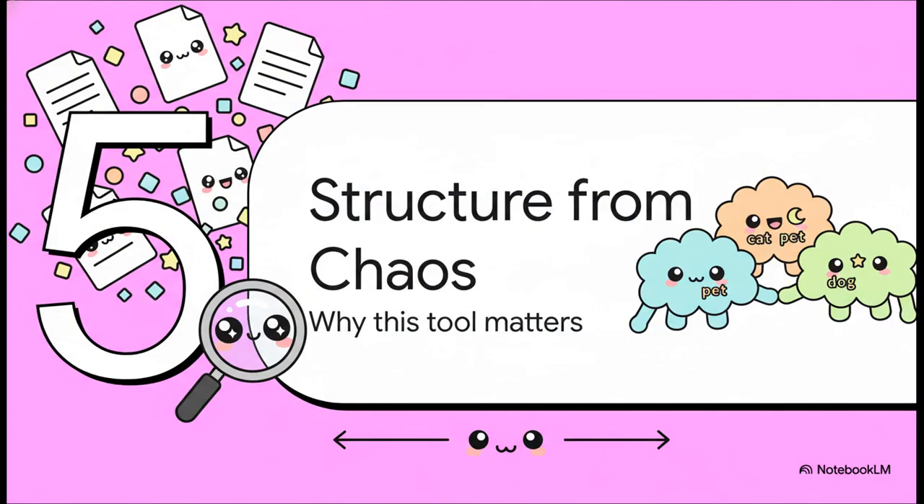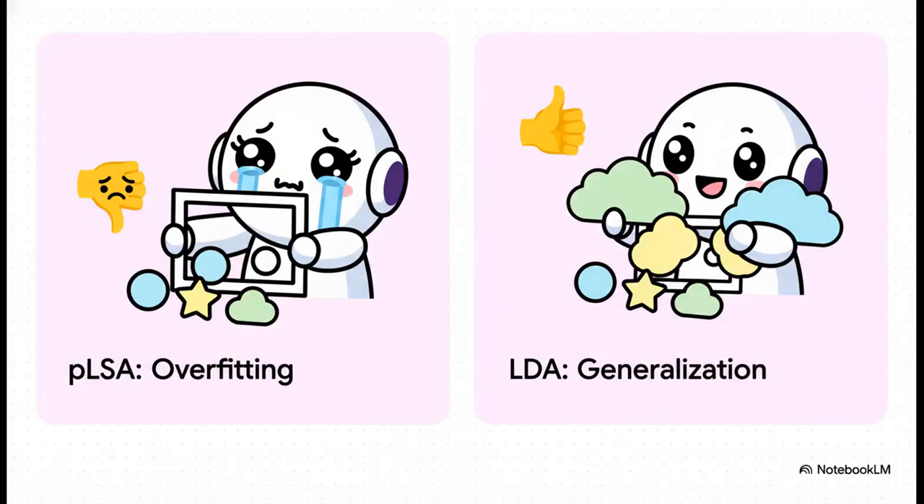So what's the big deal? Why did LDA become the rock star of topic modeling? What made it so special? Well, to get that, we need to take a quick look at the model that came right before it. So, LDA was a big improvement on an older model called PLSA. Now, PLSA had this nasty habit of overfitting. It was kind of like a student who just memorizes the exact answers for a test, but has no idea how to solve a new problem.